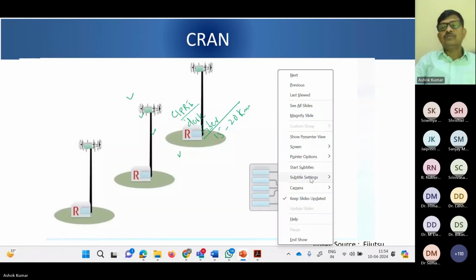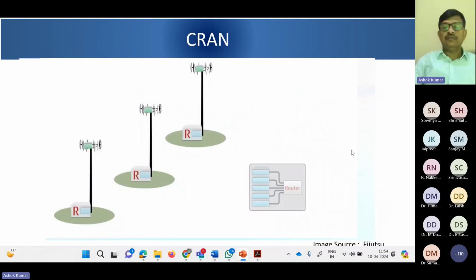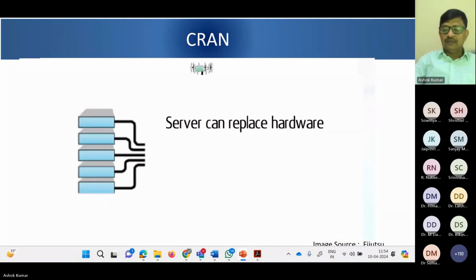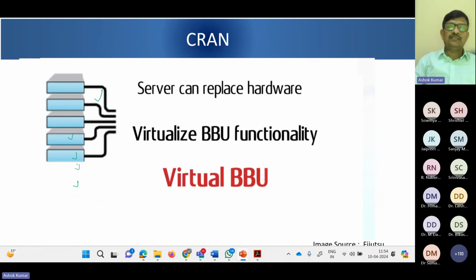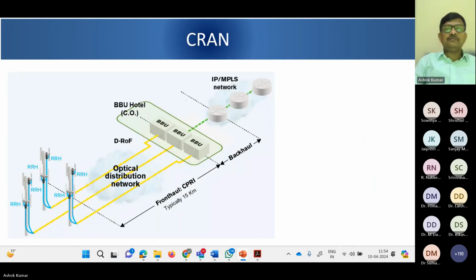So now, as I was talking, can we think of virtualizing the BBU? So yes. Instead of individual hardware of BBU, I can try and have a server that I can virtualize BBU functionality and then deploy BBU on a virtualized environment, right?